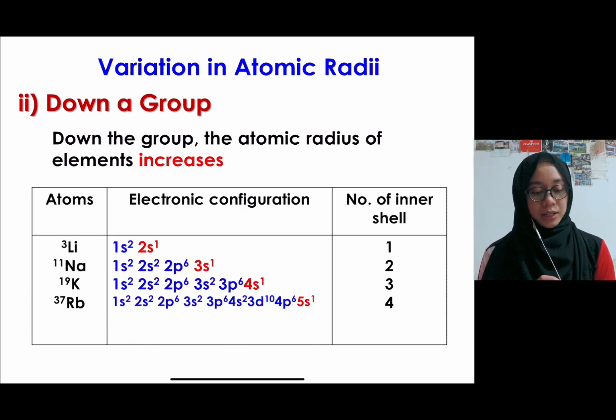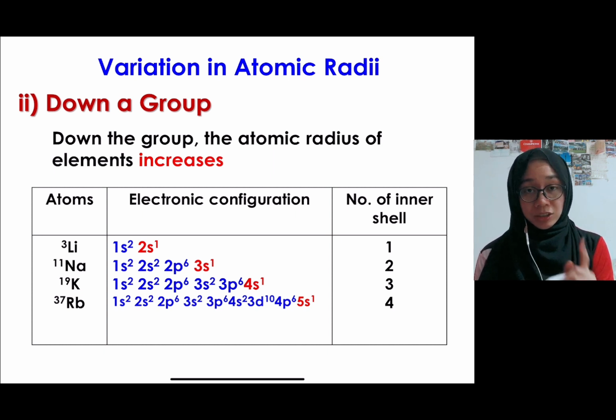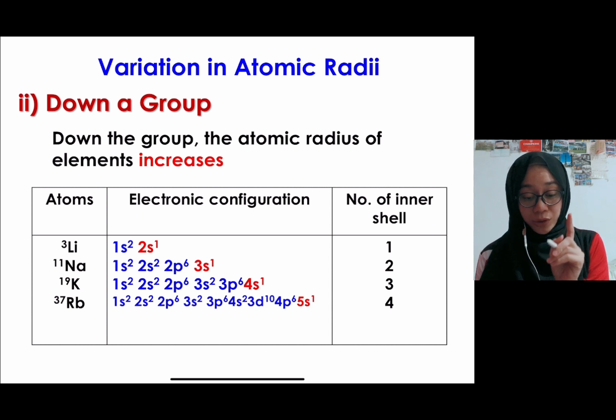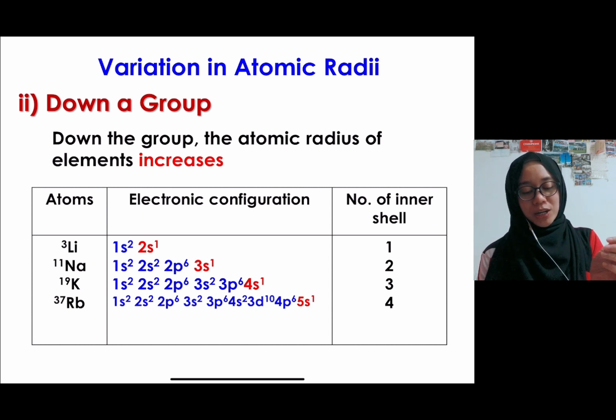So for example, kalau kita tengok kat sini, kita ada lithium, kita ada sodium, kita ada potassium, kita ada rubidium. So ini semua dalam group 1 lah, consider as group 1. Kenapa group 1? Kamu boleh nampak kan, valence electron semua ada satu, S1, S1, S1, S1. Yang warna merah tu menunjukkan semua tu dalam group 1.